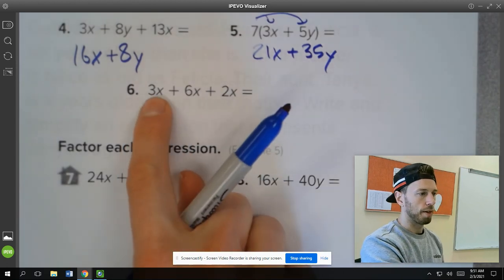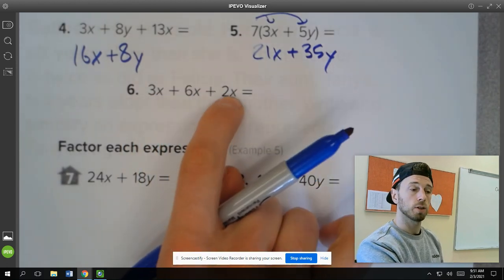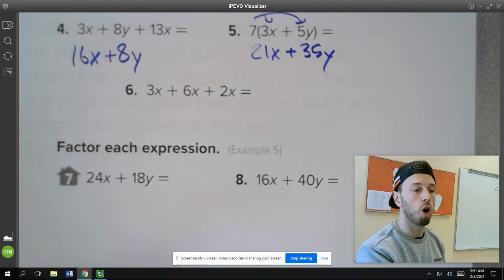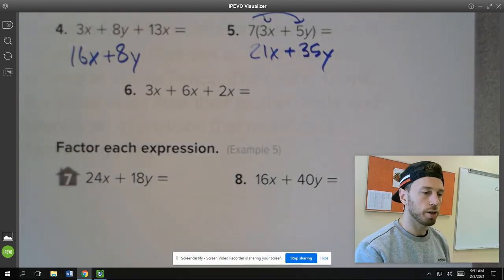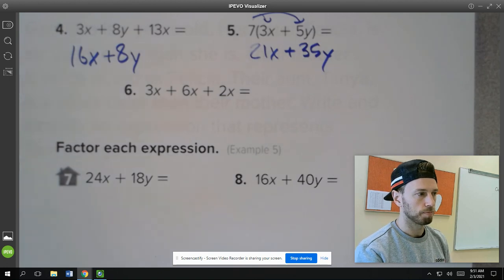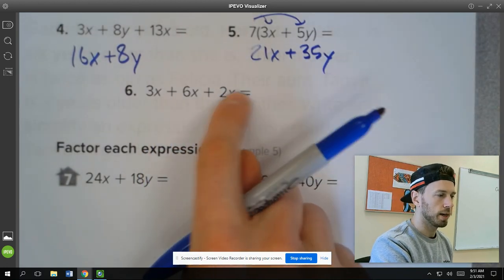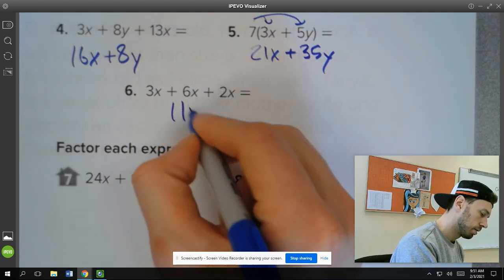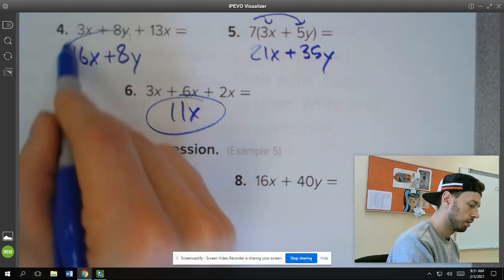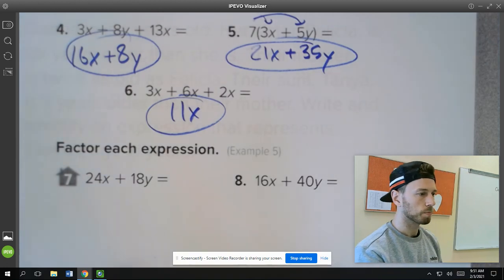Number 6, looks like we've got 3x plus 6x plus 2x. Looks like every single one of the terms in this expression are like terms, so we can actually combine all of these terms together. All you got to do is combine those coefficients, right? You got 3x, 6x, and 2x. That's 3 plus 6 plus 2, which is 11x. Answers here.